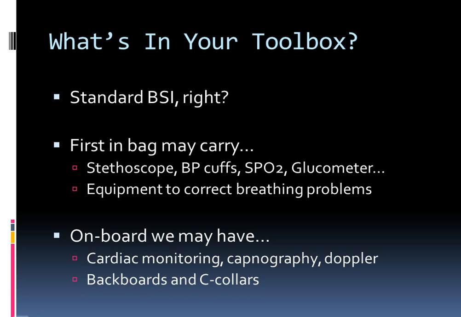All right, so what's in our toolbox? We've got that standard BSI, right? Okay, so we've got our first-in bag. Typically we're carrying a stethoscope, BP cuffs, pulse oximetry, a glucometer, any kind of equipment to correct our breathing problems. So we've got our oxygen cylinders with high flow oxygen. We've got bag valve masks, OPAs, NPAs, and then in the back of the medic, we've got our cardiac monitoring and our capnography. Obviously we don't carry Dopplers in Trotwood, but there are many departments that do carry Dopplers. The backboards, and any kind of C-collars that we need.